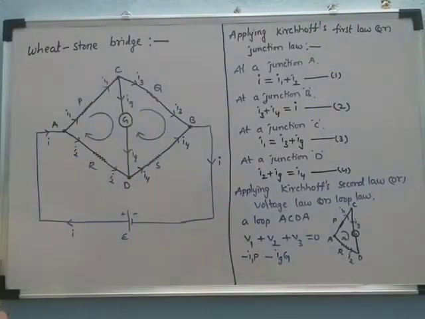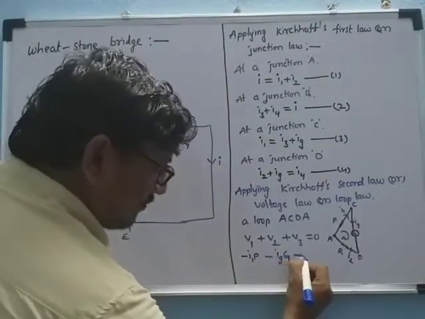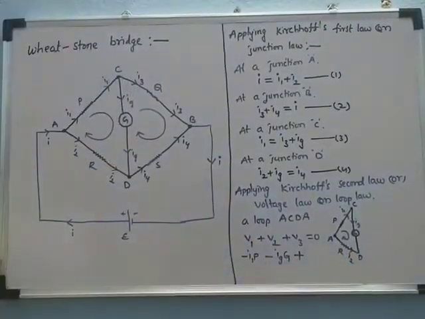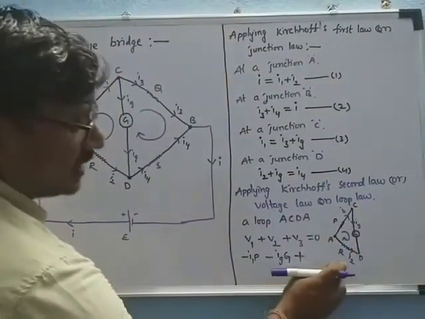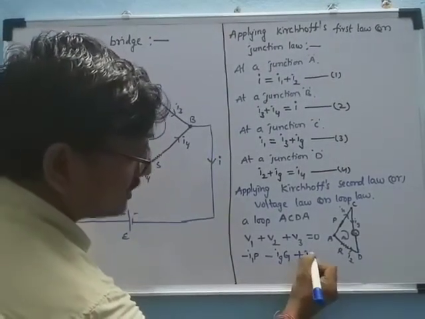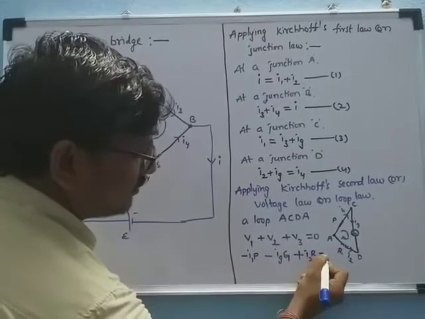And plus V3. V3 is the potential difference due to the third resistance, the R resistance. Here again, the current into resistance. The current is I2, and the resistance is R, is equal to 0.